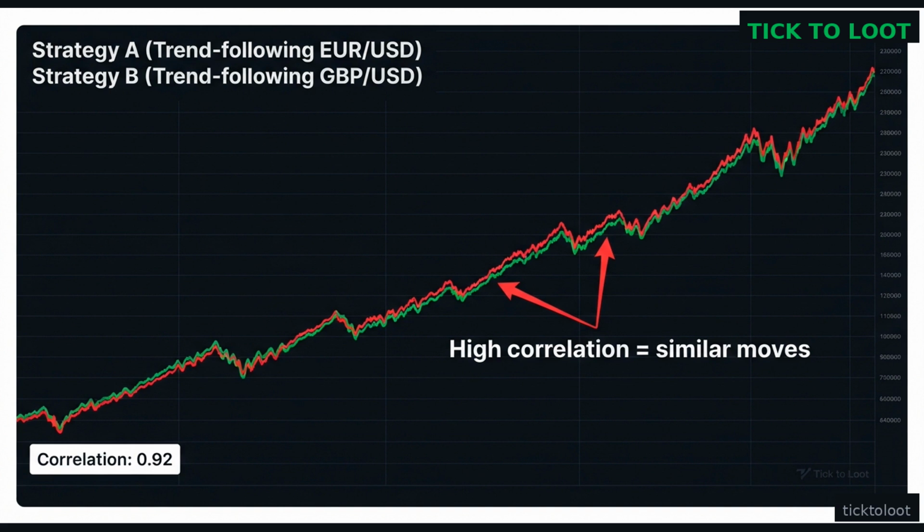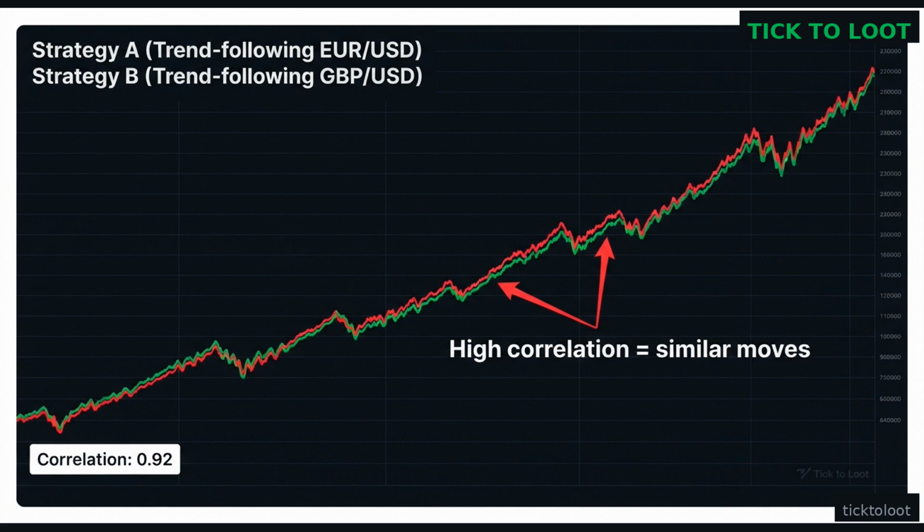Now, why does this matter? Diversification works like not putting all your eggs in one basket. If one basket breaks, you still have eggs in the others. But if all baskets are made of the same fragile material, they all break together. In our example, the two bots are essentially the same basket. When a market shock hits, both strategies could lose money simultaneously, wiping out the cushion you expected from diversification.